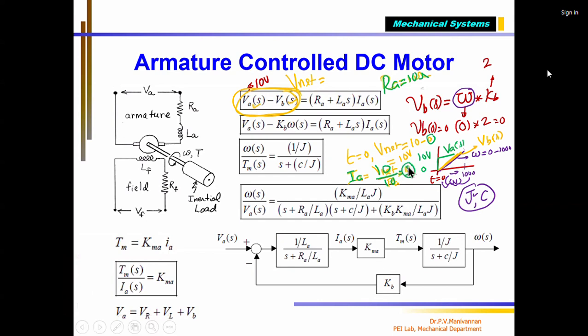Now, as speed increases, after, for example, 2 seconds, my VA is still 10 volts only. What is my VB? According to the formula, say for example it becomes 2 volts. So what is the net voltage? V net, the voltage applied to the armature coil, is nothing but 10 minus 2, which is 8 volts. What is my IA? IA equals V net divided by RA, that is 10. So 8 divided by 10 equals 0.8 amps only.